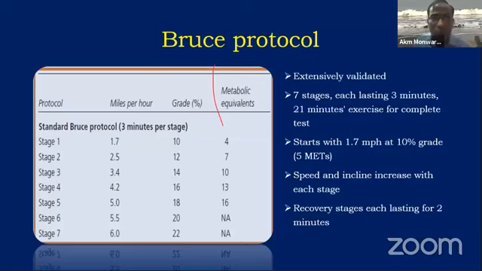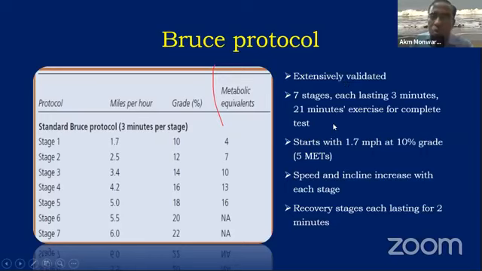The main part of the Bruce protocol is the exercise stage. In the exercise stage, the Bruce protocol itself has up to 7 stages, each stage continuing for 3 minutes. So the total Bruce exercise protocol lasts for 21 minutes. If someone is capable of going up to stage 7, he is a world-class athlete, no doubt.